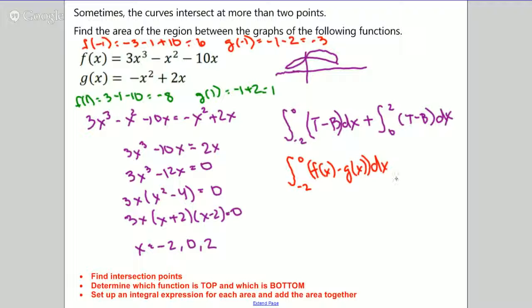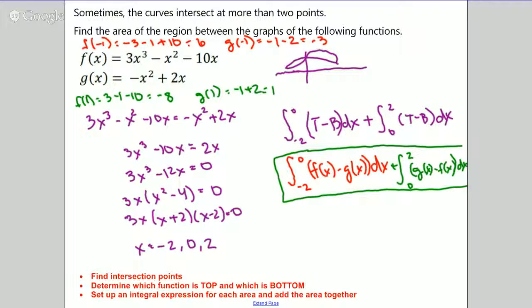Okay, so for our second one, top and bottom did switch, right? So for our second integral, I want to take the sum from 0 to 2 of g of x minus f of x dx. And that's my answer there.